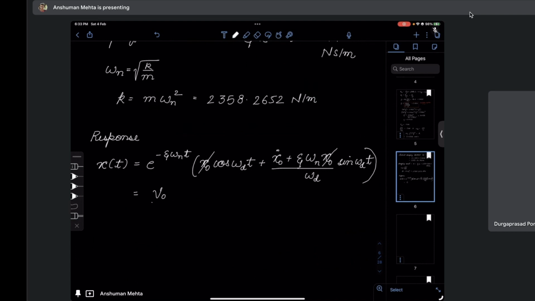So this can be rearranged, since x naught is 0, as v naught by omega d e to the power minus zeta omega n t sin omega d t.